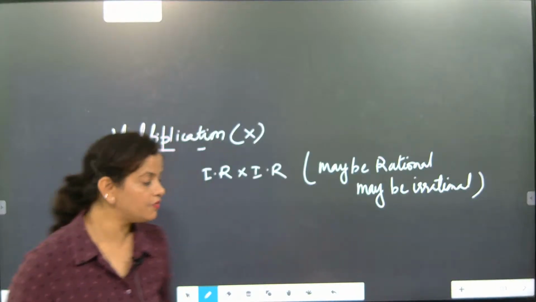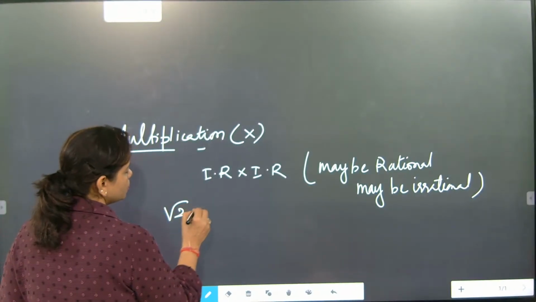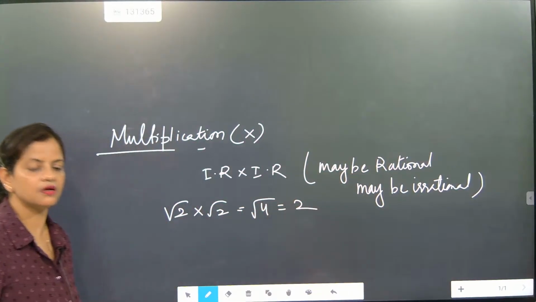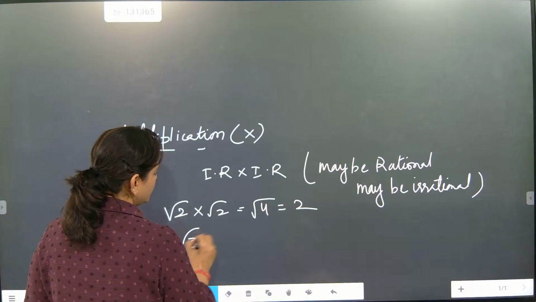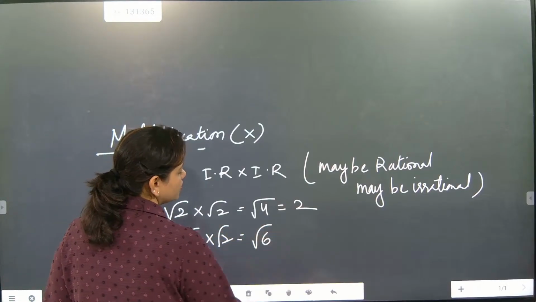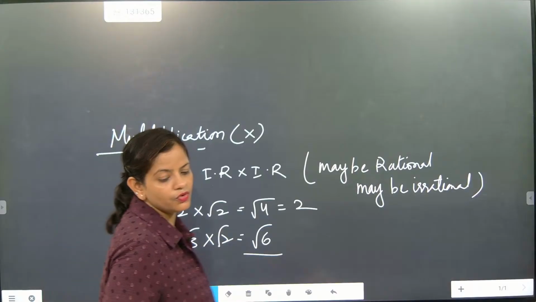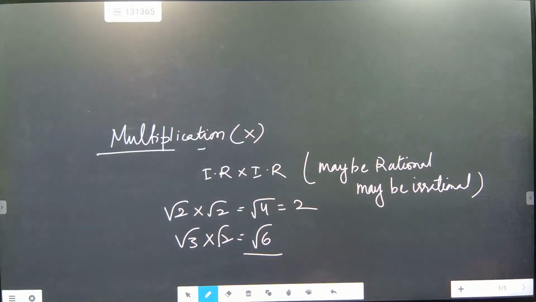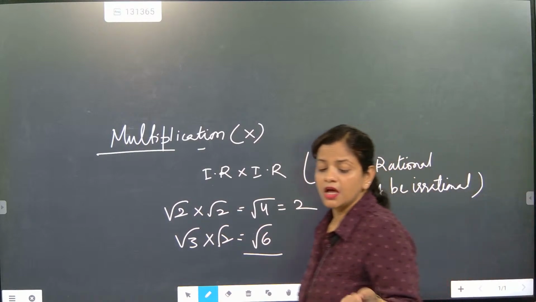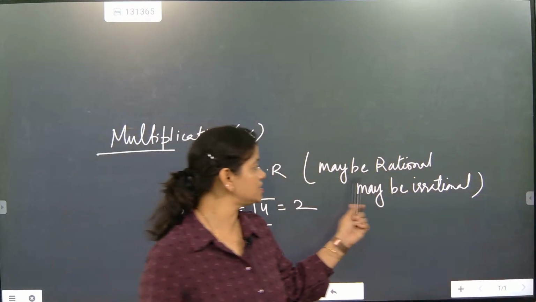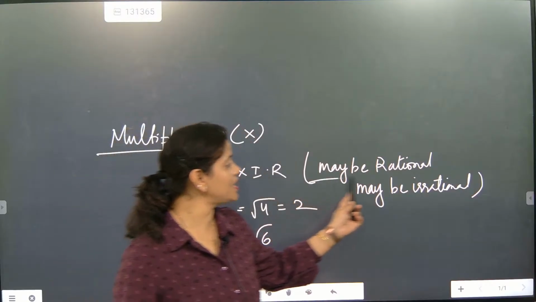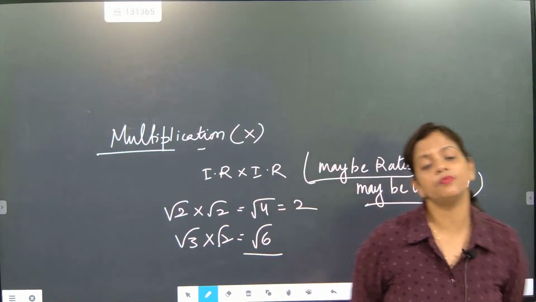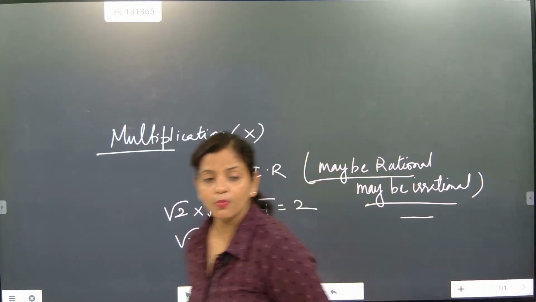Why can't you use the word always here? Check this one out. Root under 2 into root under 2 is coming as root under 4. It is rational. Correct? Now here root under 2 into root under 3 is equal to root under 6, which is irrational. So you can get rational also, you can get irrational also. You can get both. So when you are capable of getting both, you cannot use the word always here. Understood? You will say that maybe rational, maybe irrational. We are not clear about it. Because it totally depends upon the numbers put inside the operation. Got it?